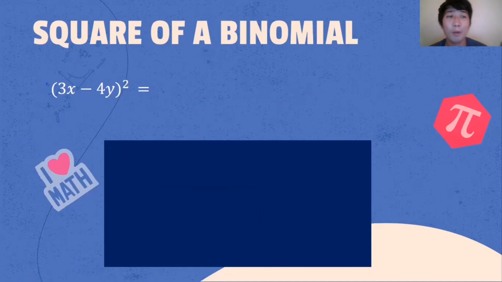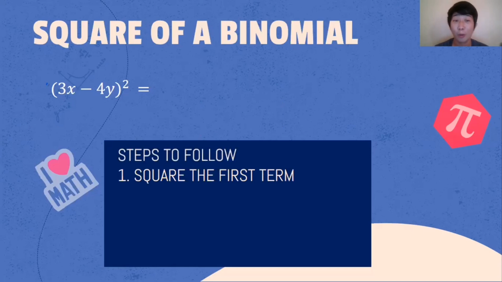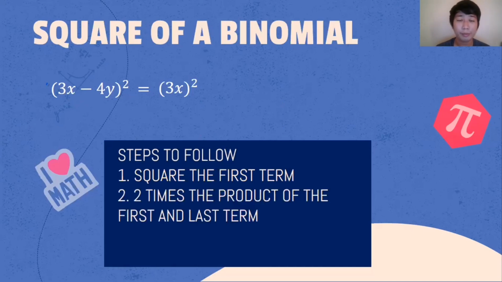Let's have another example here, and I would like you to try to solve on your own. So we have the quantity of 3x minus 4y. Just simply follow the steps. I hope you are writing on your own paper as well. Square the first term. What will be our first term? 3x minus 4y. So 3x will be our first term and negative 4y will be our second term. Square the first term. Next, 2 times the product of the first and last term.